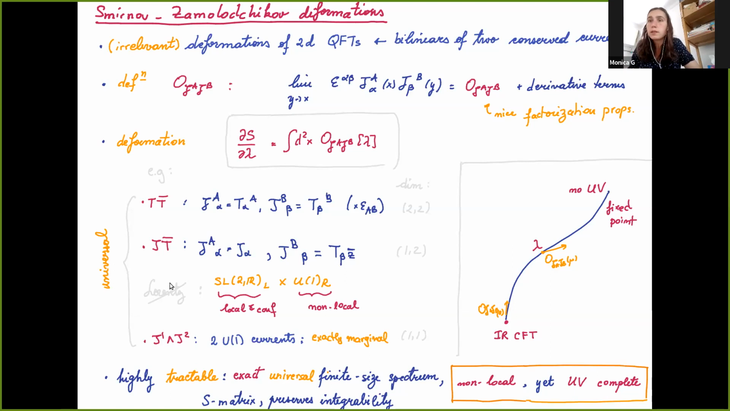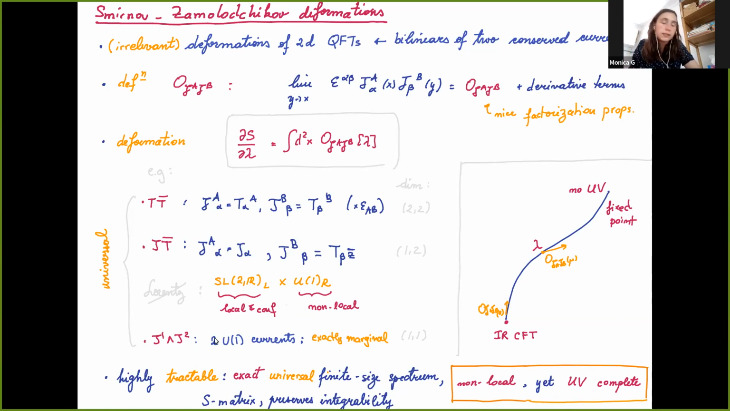Of course, Lorentz invariance is broken, but that's not so much of a problem. It turns out that the fact that you have locality on the left gives you a huge amount of control over the theory, which is the main reason that this deformation is much easier to study than this one.